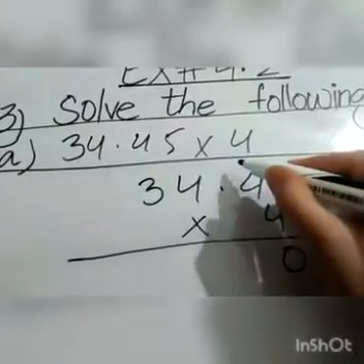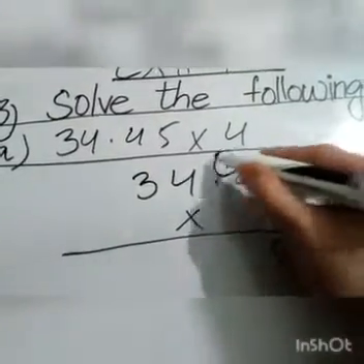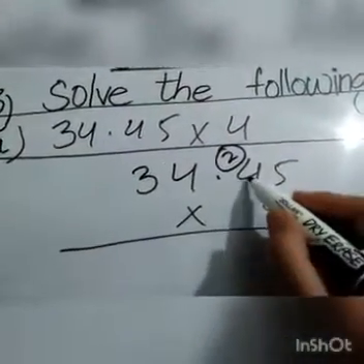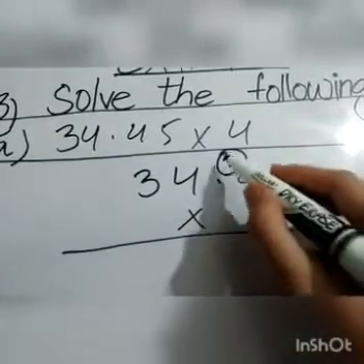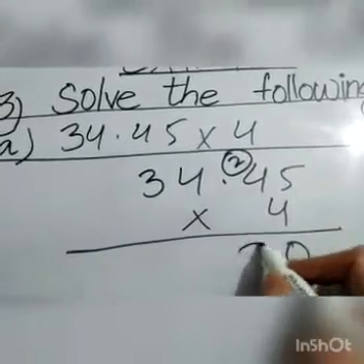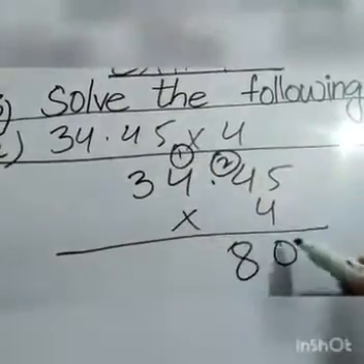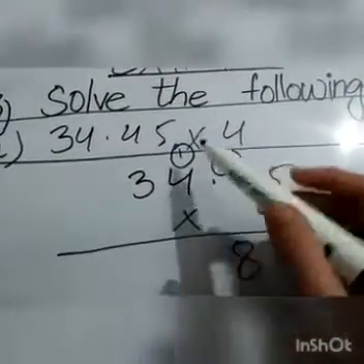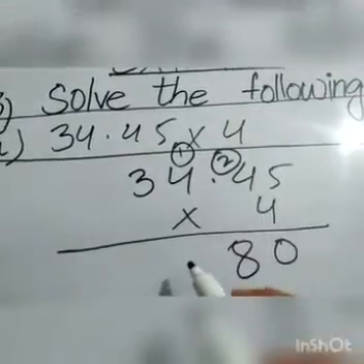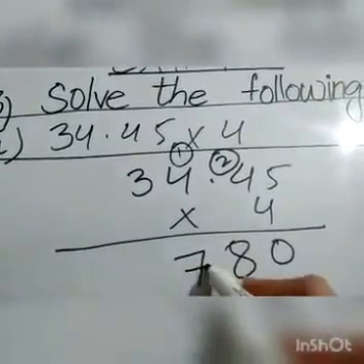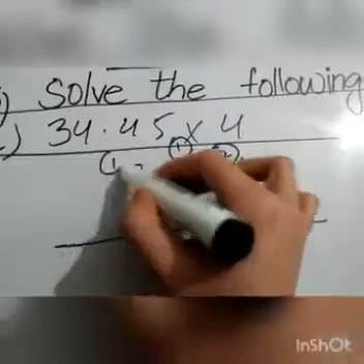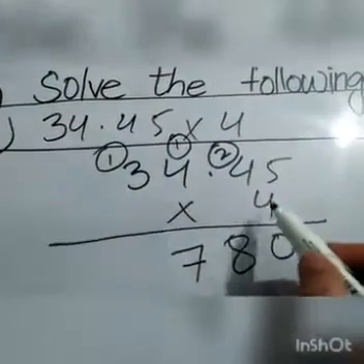2 under 0 under the ones column and 2 carry over the tens column. 4 4 times is equal to 16. 16 plus 2 is equal to 18. We have to write 8 under the tens column and 1 carry over the hundreds column. 4 4 times is equal to 16 plus 1 is equal to 17. We have to write 7 under the hundred column and 1 carry over the next thousands column.